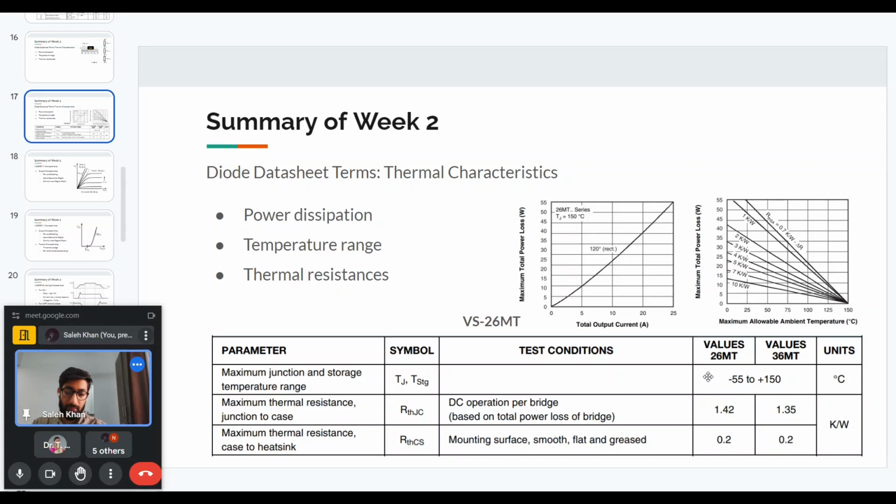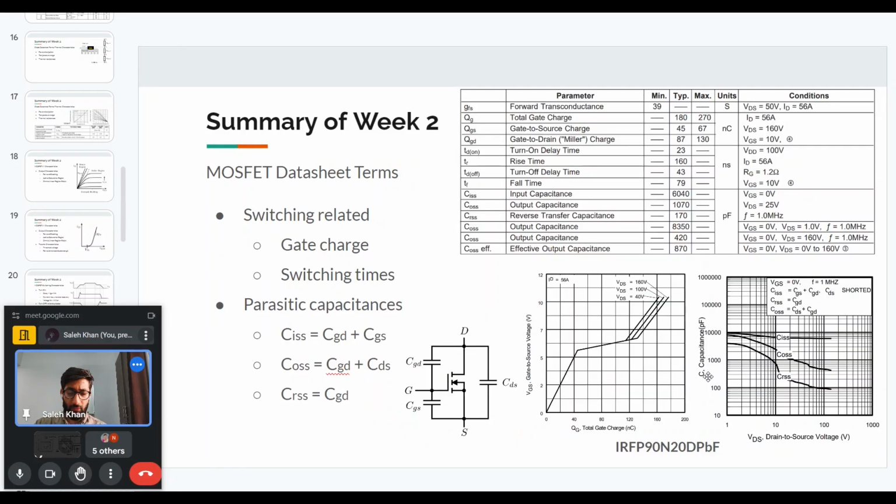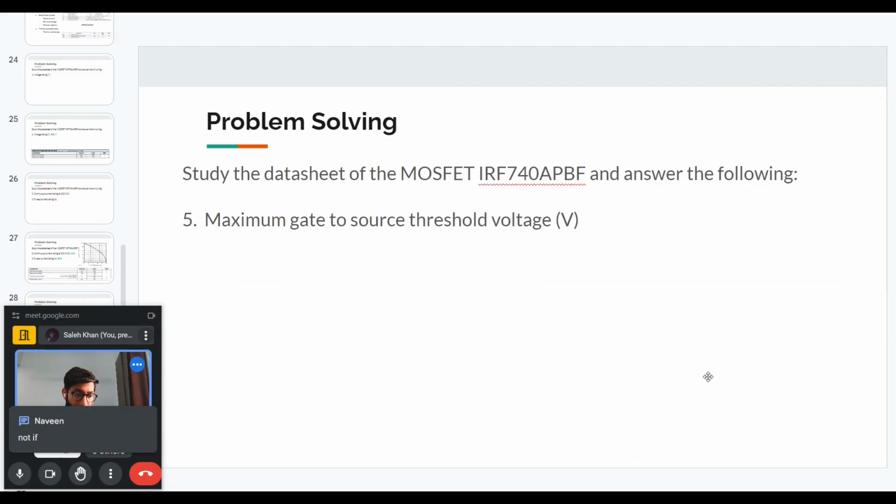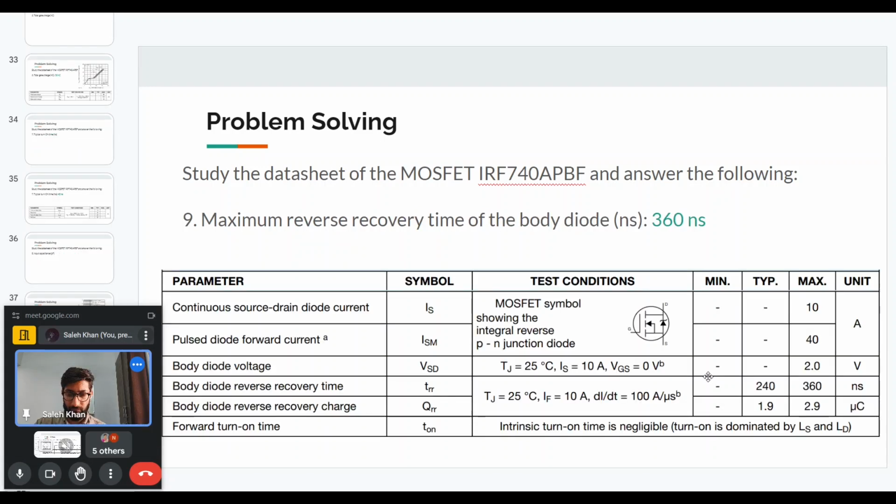Okay, there is one more question about why the forward current IF is 1 ampere. Let me go to the diode portion. I think it was for the diode datasheet. Just a minute. Is it this one you were asking about?